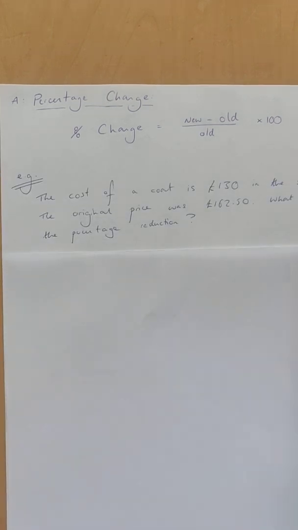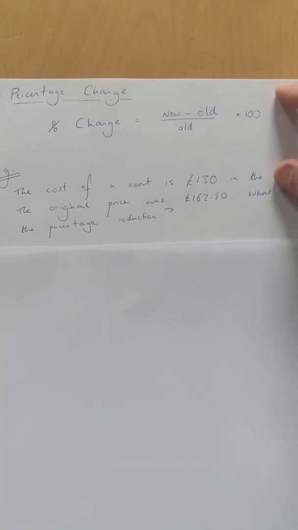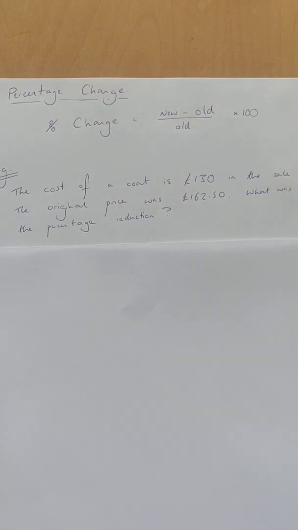Now we should remember that for percentage change, we've got a formula. The percentage change is the new value, take away the old value, divide it by the old value, and then multiply by 100. Okay, so I'm going to show us an example of this. I'm going to give you a second just to read this question.